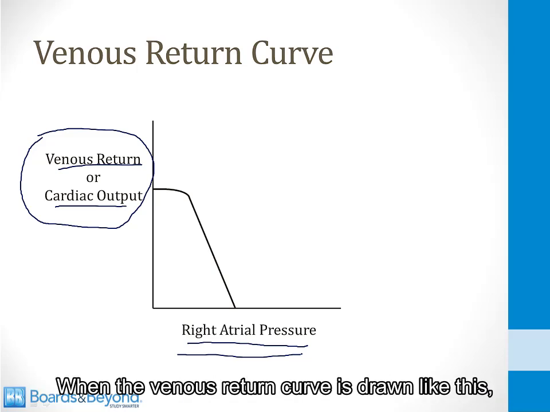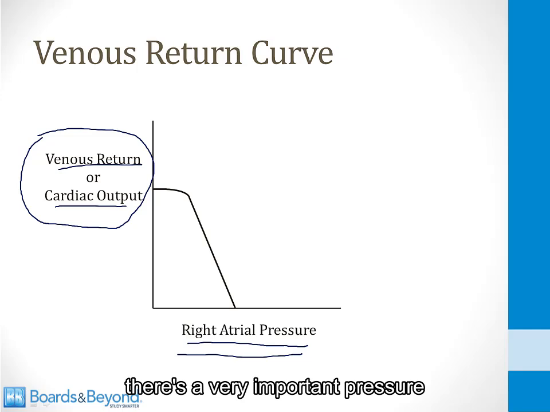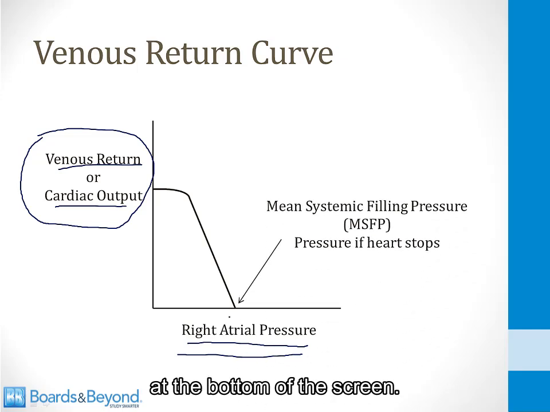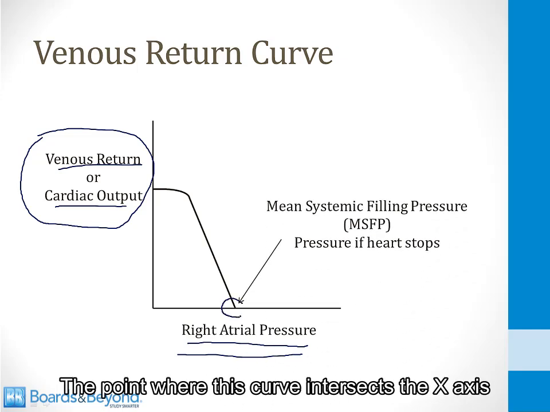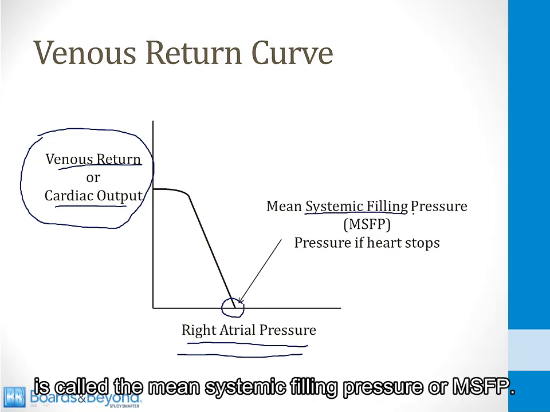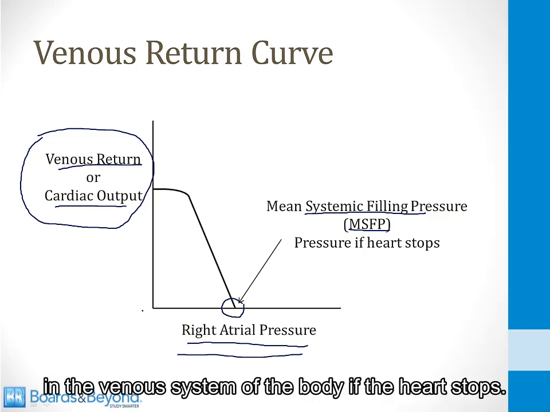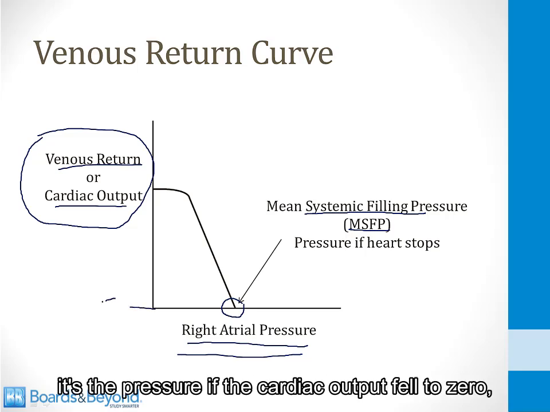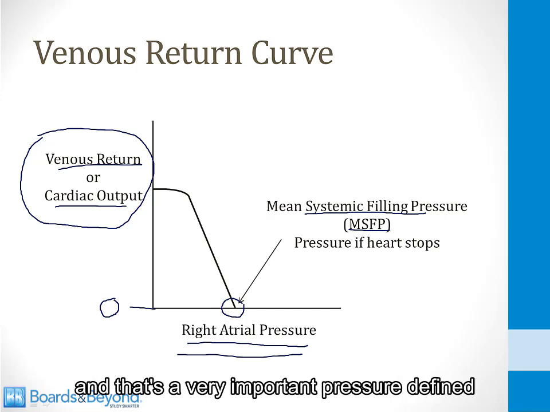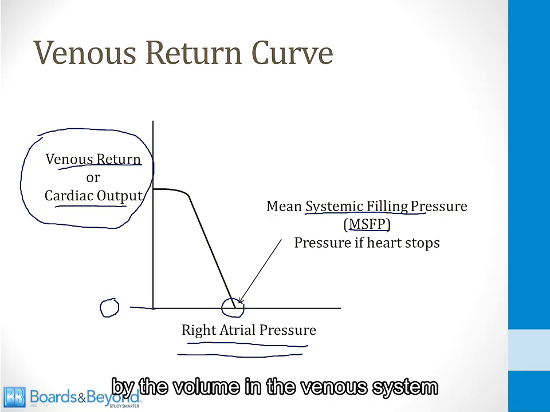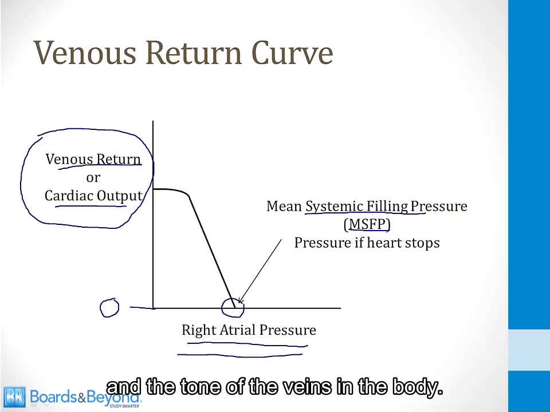When the venous return curve is drawn like this, there's a very important pressure at the bottom of the screen. The point where this curve intersects the x-axis is called the mean systemic filling pressure, or MSFP. That is the pressure that would be present in the venous system of the body if the heart stops. In other words, it's the pressure if the cardiac output fell to 0, and that's a very important pressure defined by the volume in the venous system and the tone of the veins in the body.